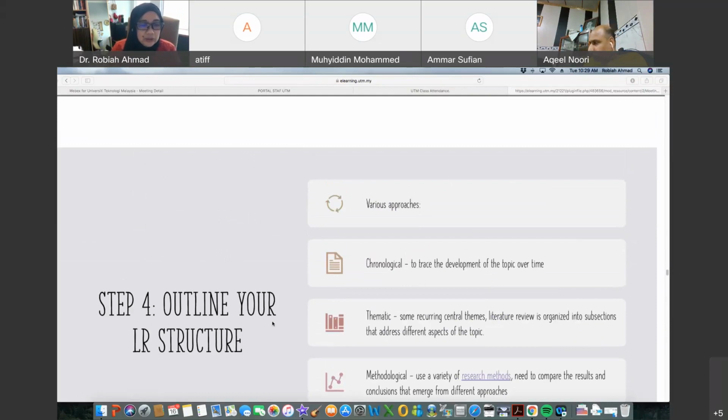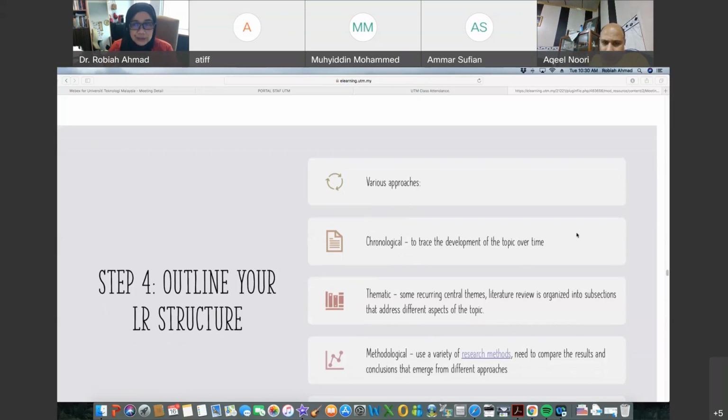Okay, step 4 is on outlining your literature structure. So you already have your literature review, and then you want to write it up. So first you have to outline. One way is what we did just now with the synthesizing, and then there are various approaches.